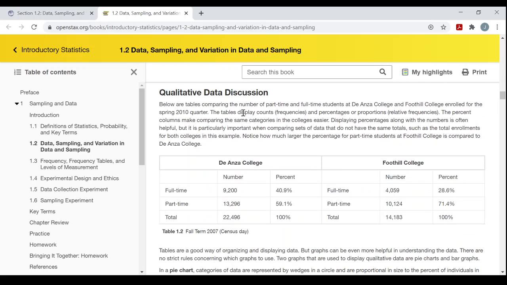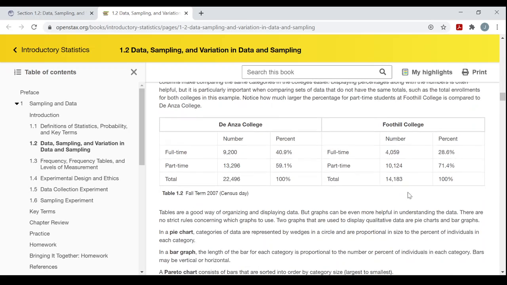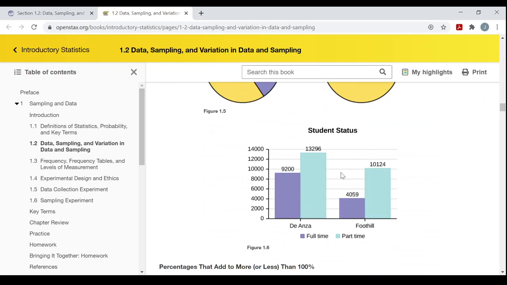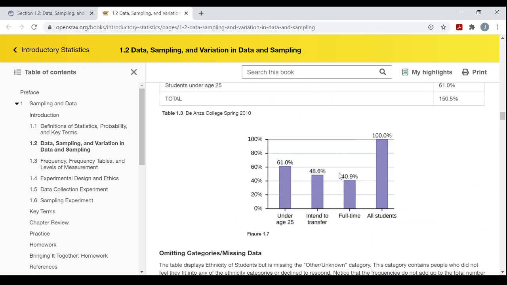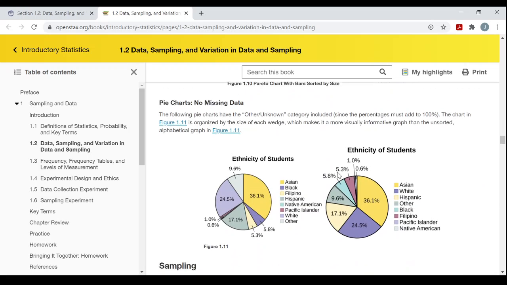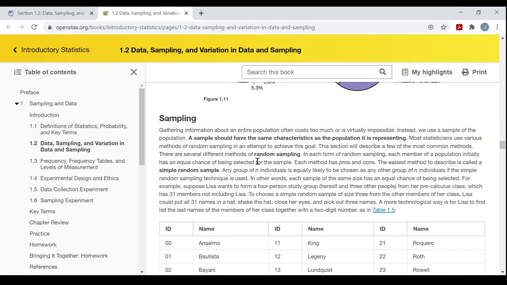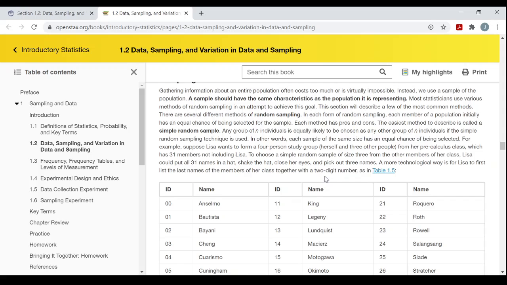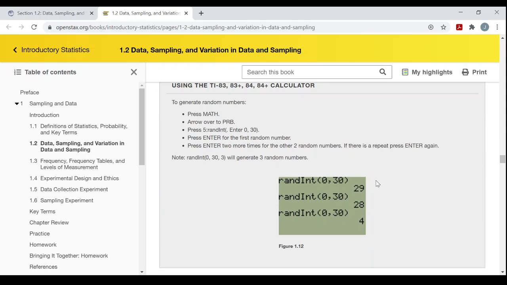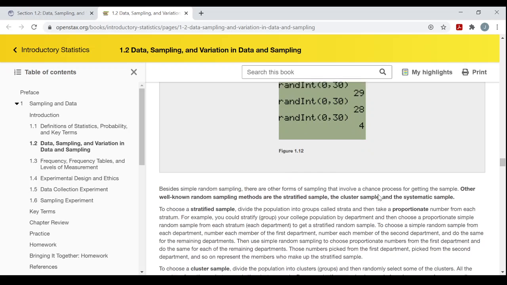Then another section on qualitative data, charts, graphs. And then sampling. This will be an important part of the KnewtonAlta assignment, and types of sampling. There's also some calculator instruction if you need to use it.